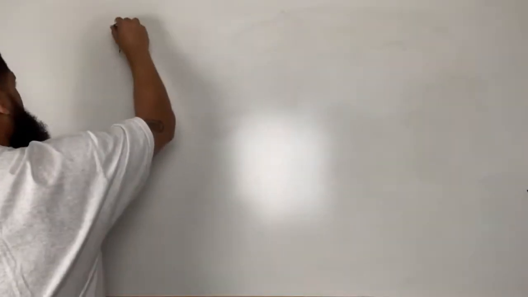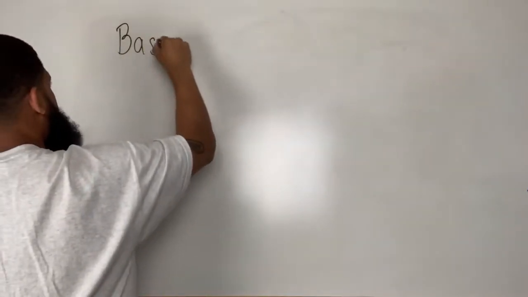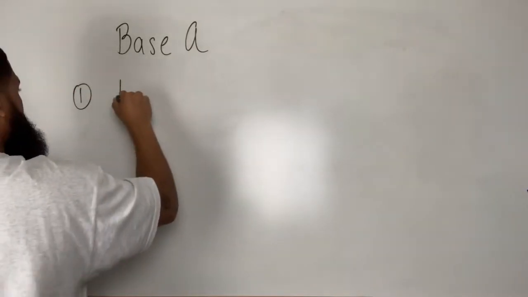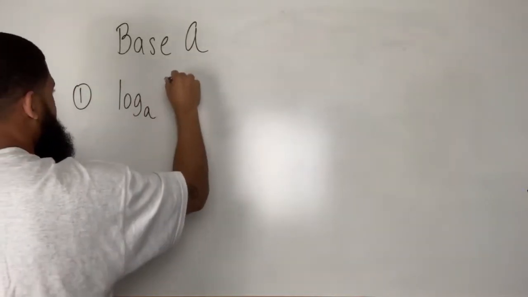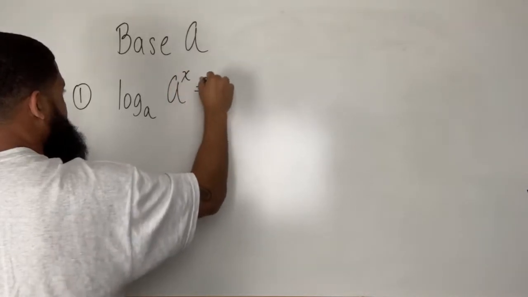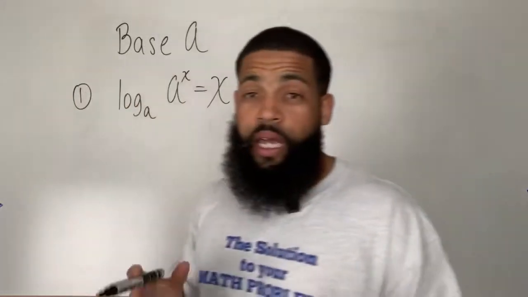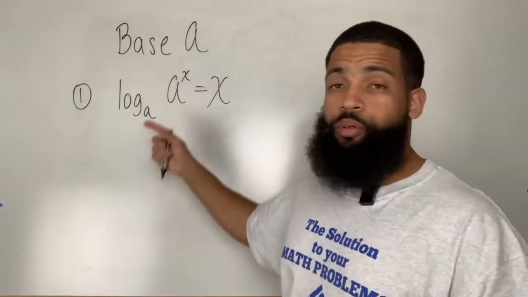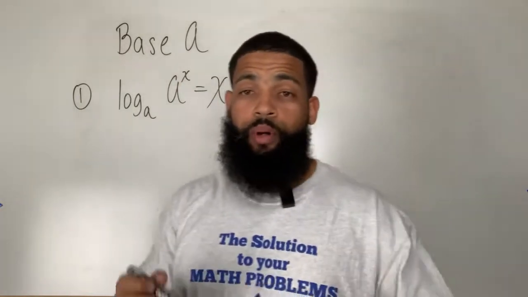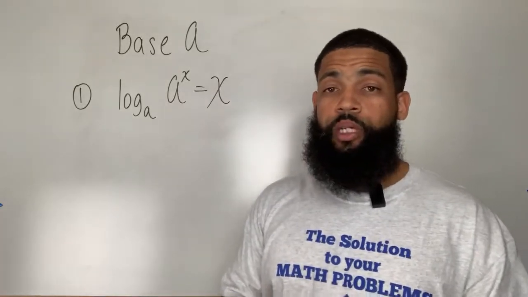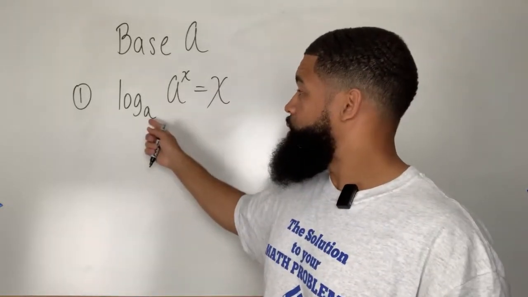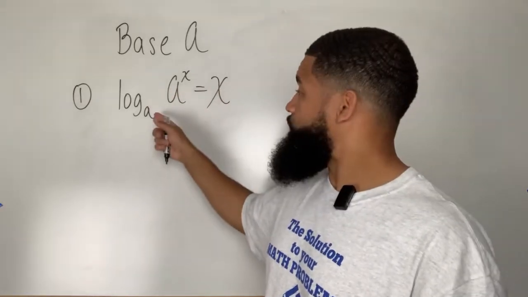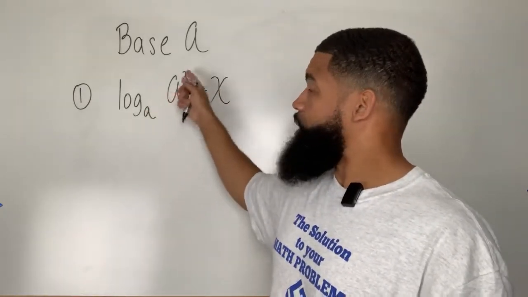So in the first case, where I have base a, we have log base a of a to the x equals x. Now, a in this case is a regular variable, so a can be any number. x can be any number, but based upon the properties of logarithms, we know this base taken to this power equals a. So what it's saying is if I have log base a of a to the x, that equals x.